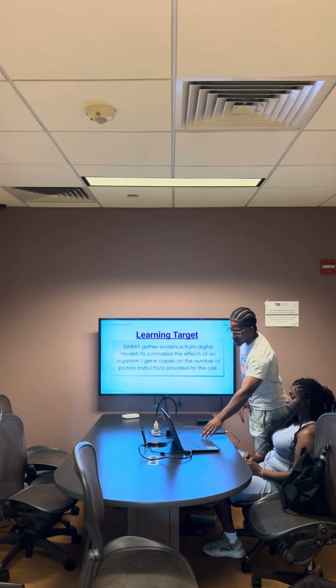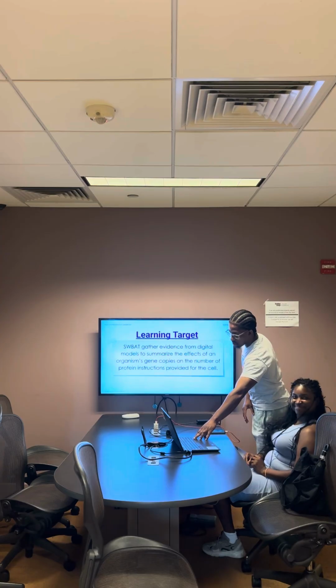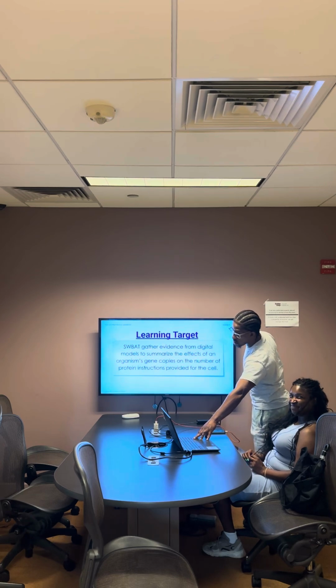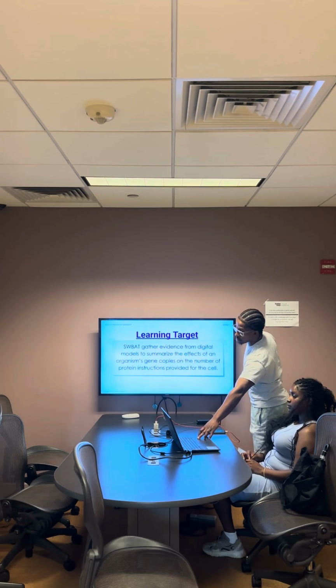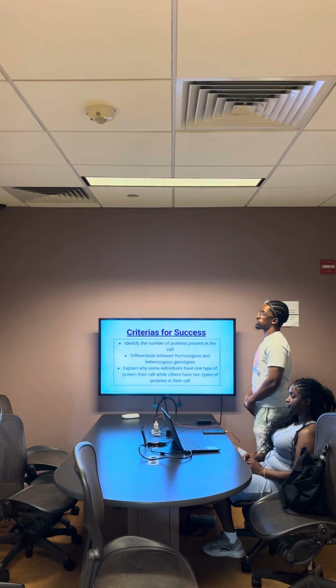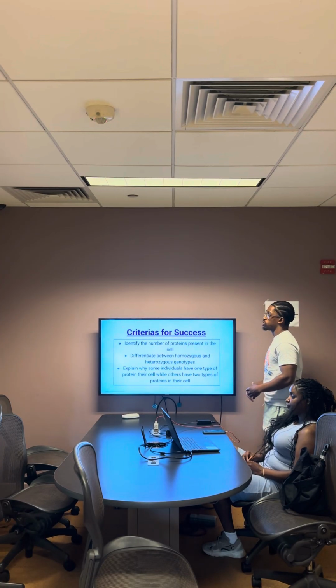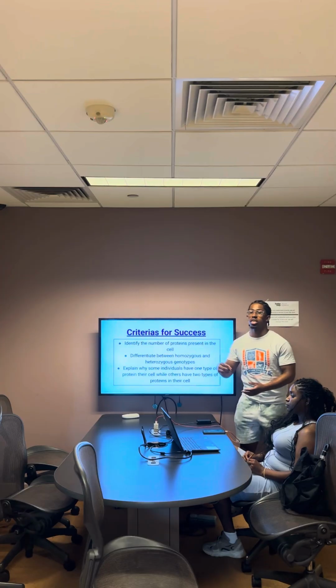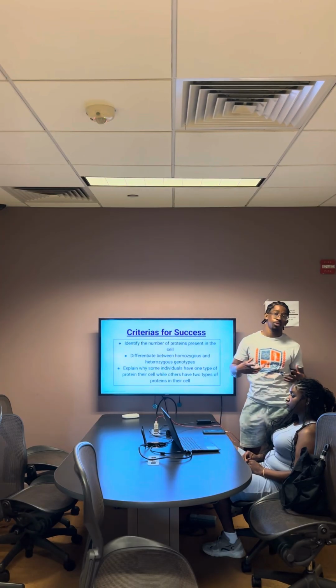So we're gonna move on. Thank you for summarizing it. I'm gonna read it one more time. Students will be able to gather evidence from digital models to summarize the effects of organism gene copies on the number of protein instructions provided by the cell. That's a mouthful. But in order to be successful, I'm gonna breeze through these. Here's what we're gonna do. We're gonna circle back to these and our learning target at the end of the lesson to make sure that we did all of the things we said we were gonna do.